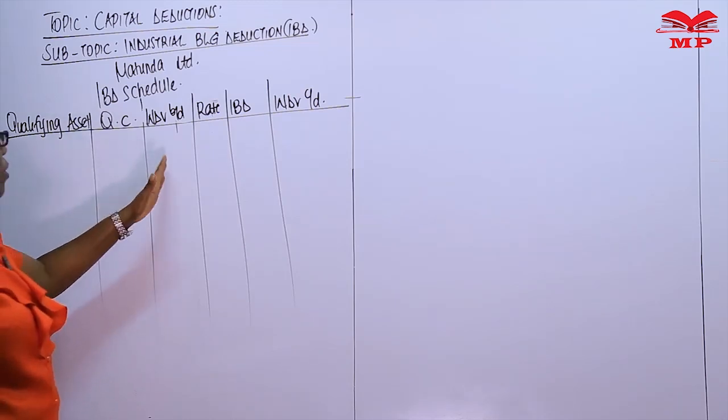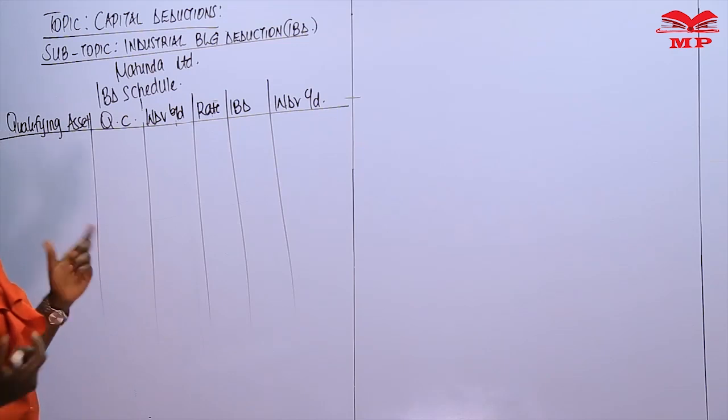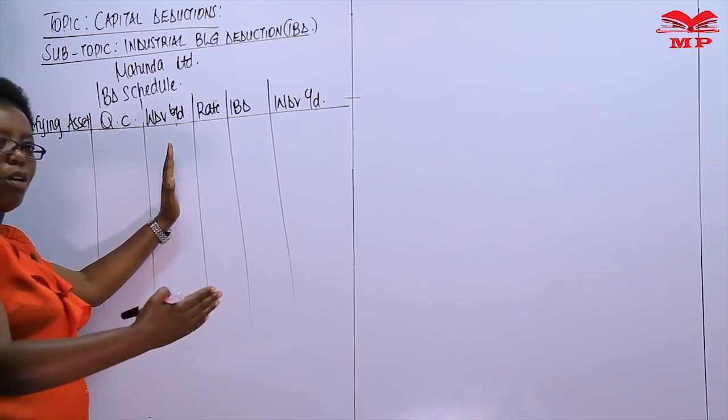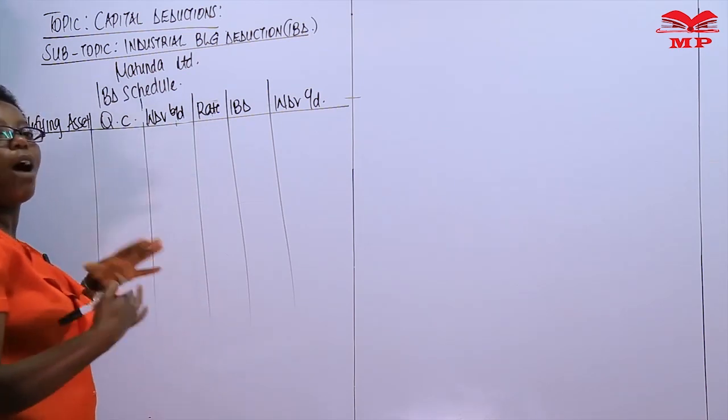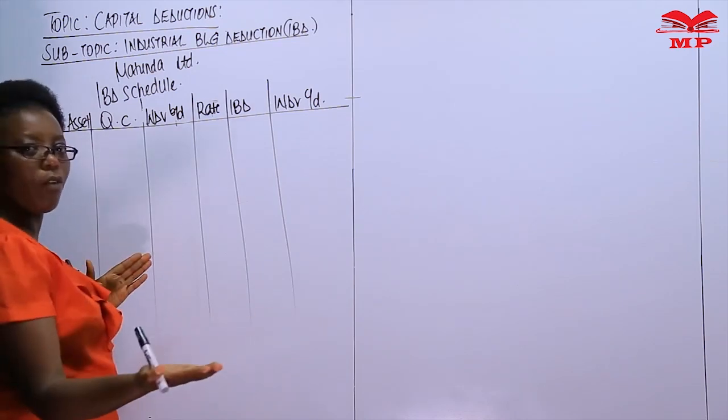Then written down value brought down. Now this is the equivalent of net book value in accounting, but we have it to track the residue that is remaining for us to claim on a given asset over the remaining period of time. Why?